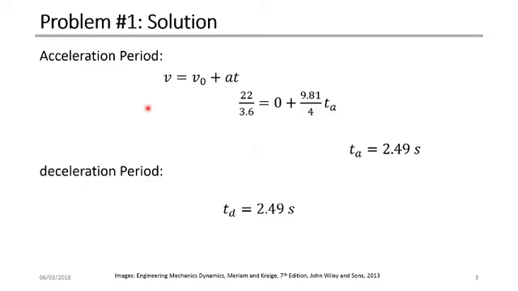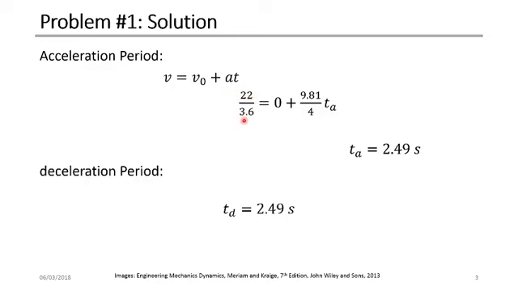So we can break down the problem into three different parts. The first part is acceleration, the second part is deceleration, and the third part is the run in between, the constant speed part. During the acceleration period, because the acceleration is constant, we can apply this equation. We have a rectilinear motion, so v, the final velocity, is equal to the initial velocity plus the acceleration multiplied by the time. The final velocity here is given as 22 kilometers per hour.